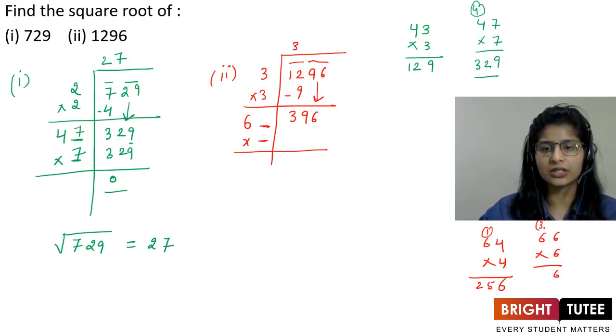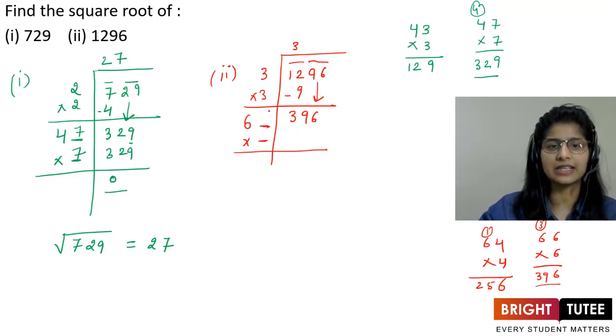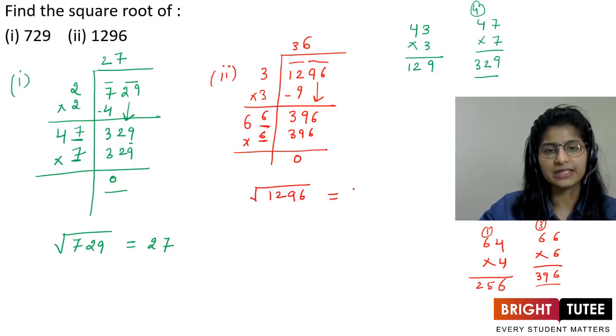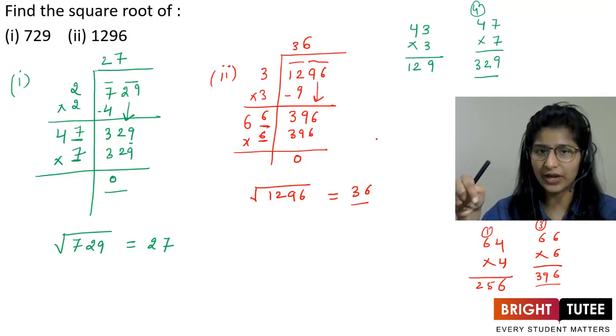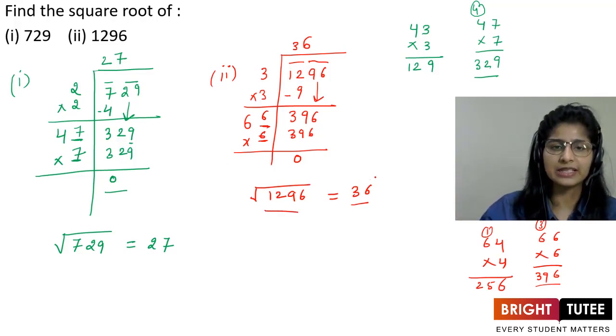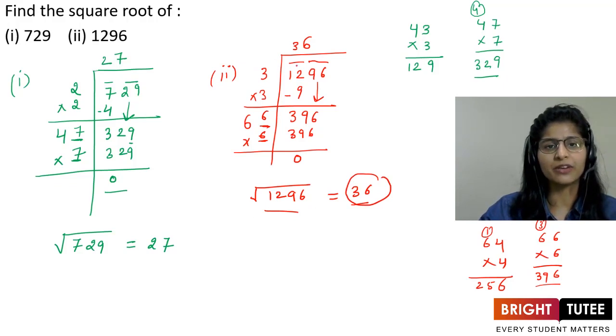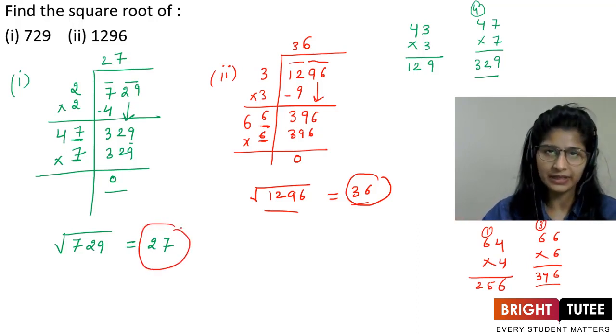6 6s are 36. 3 is the carry. 6 6s are 36 and 3 is 39. Yes, we get 396 when we multiply 66 with 6. So here 6 will come up. 396, remainder is 0. So we see that the square root of 1296 is equal to 36, right? And you can see the number of bars is equal to the number of digits in the square root. In the square root of 1296, the number of digits is 2. The number of bars placed were also 2. Here also the number of bars placed were 2 and the square root has 2 digits.